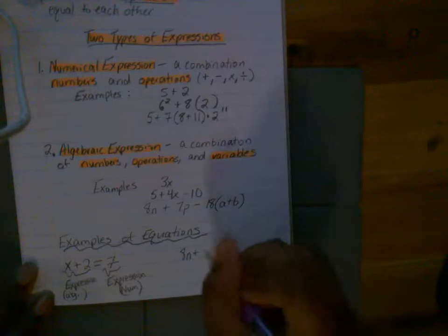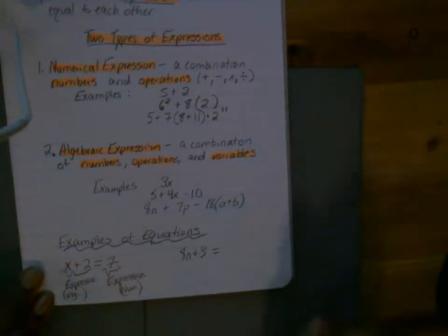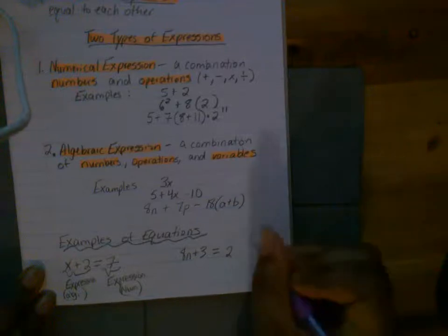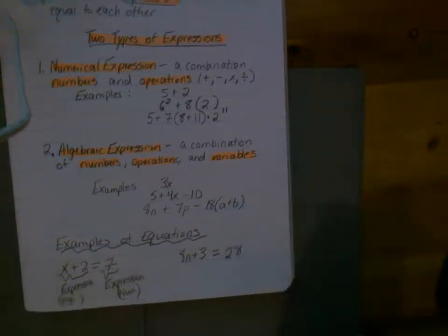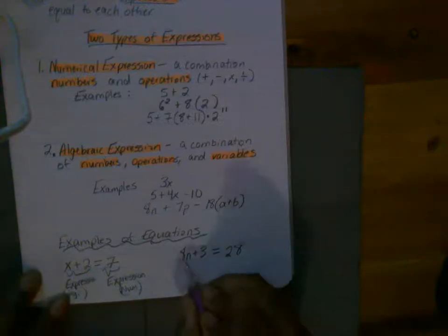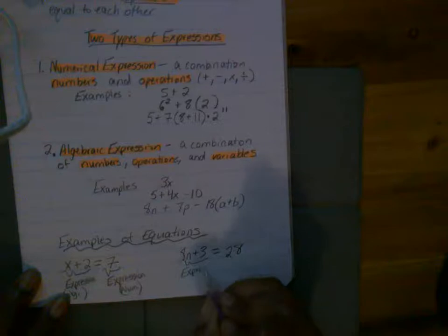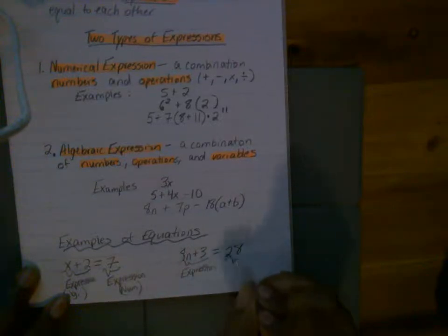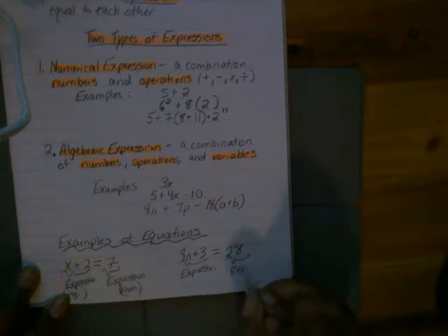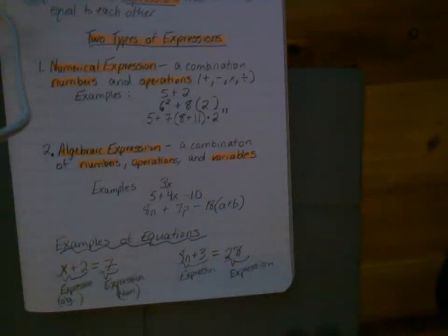8n plus 3 is equal to 28. This is an expression. It's an algebraic expression because it has a variable. This, even though it's one number over here by itself, is also considered an expression. Two expressions that are made equal to each other are considered equations.